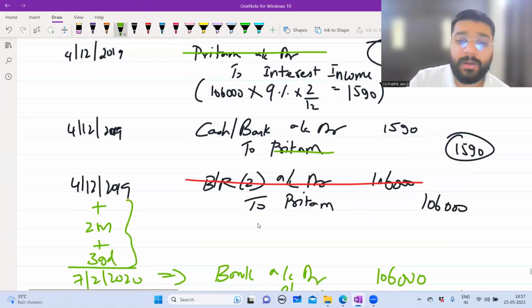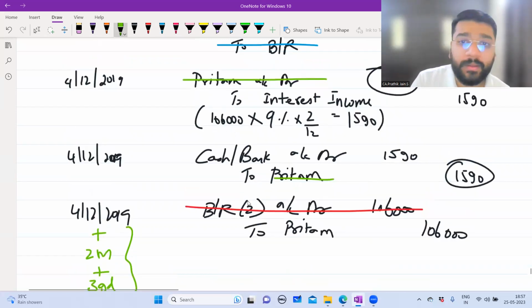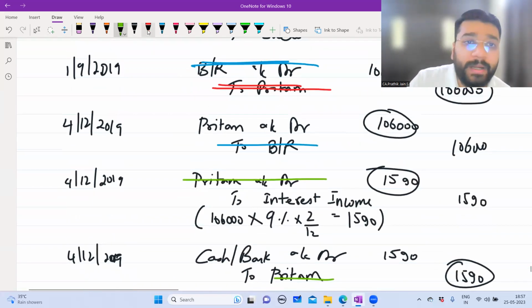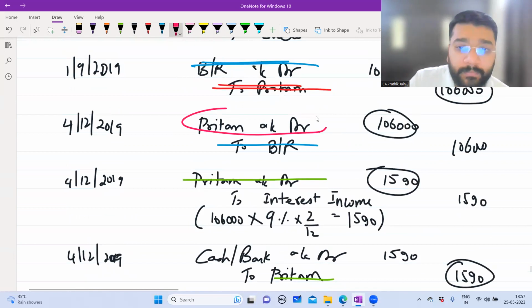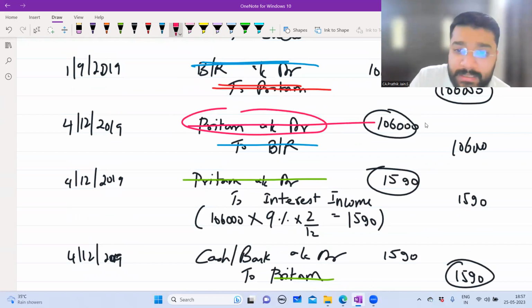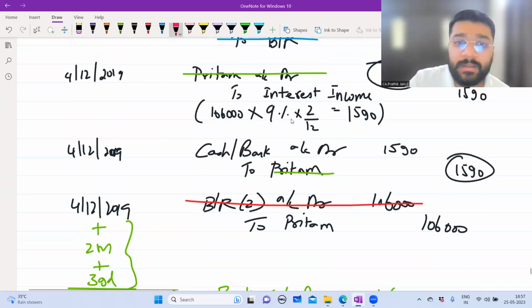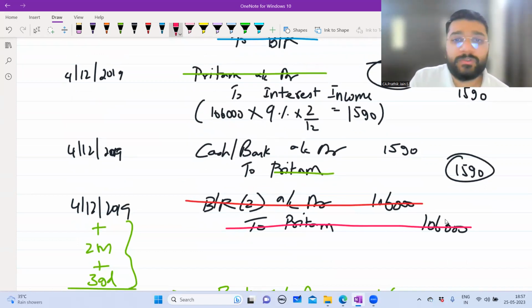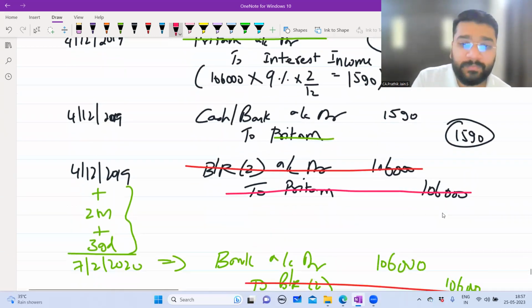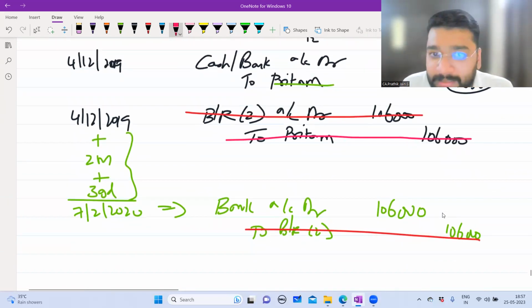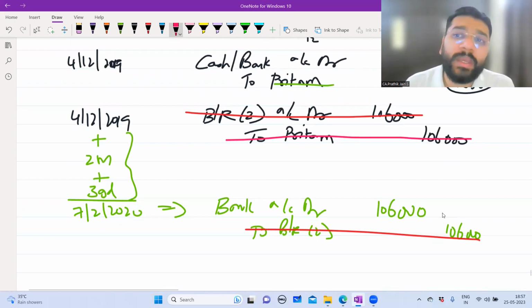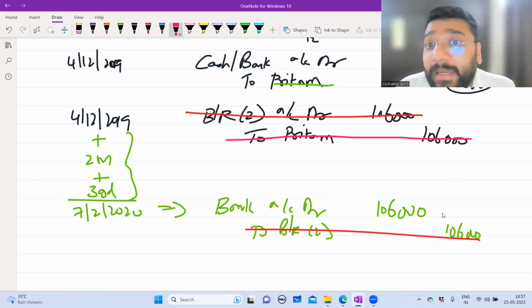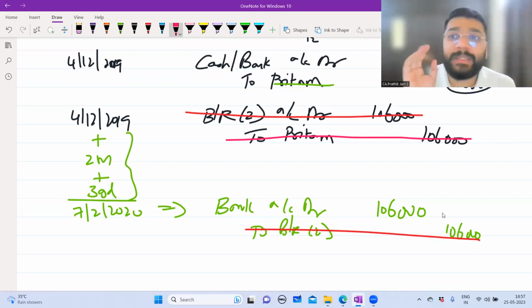And then Preetham account was opened here again, one more time, 1,06,000. And this is closed against the new bill executed here. So Preetham account is again closed here. So if you see at the end, guys, Preetham account balance, all the bills receivable 1 and 2, every account ledger balance has to become finally 0. You have to keep this in mind. So keep a check on that.